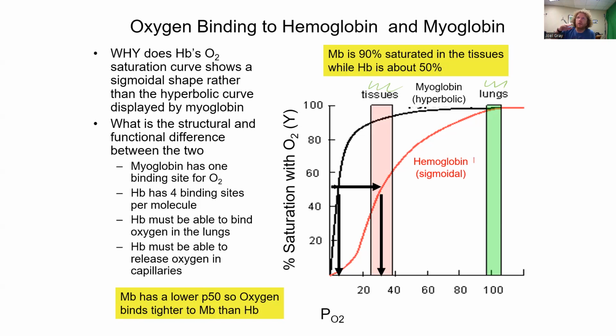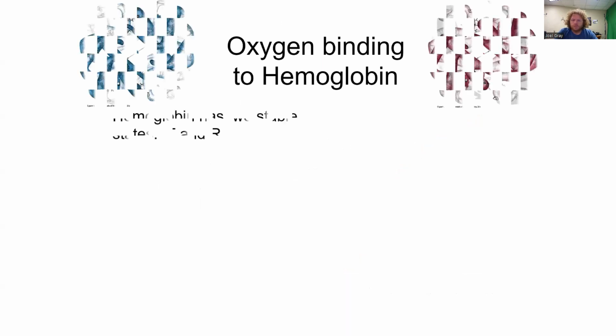If we had hemoglobin that was fully saturated in the tissues and fully saturated in the lungs, that to me would sound like it doesn't actually deposit the O2 anywhere. It just cycles from the lungs to the tissues and back to the lungs and the tissues. We want hemoglobin to release that O2. And where is it going to release it? In the tissues.